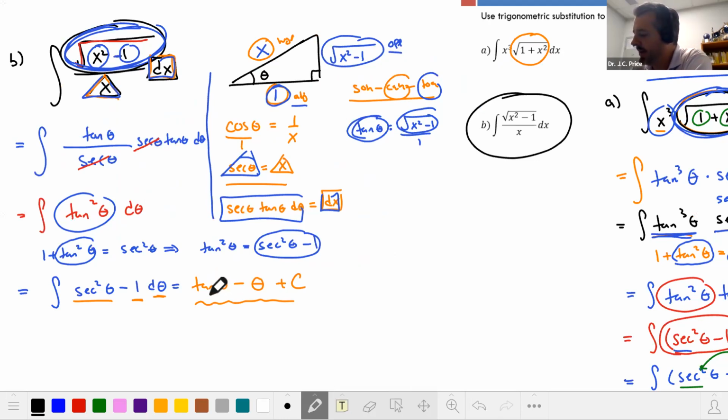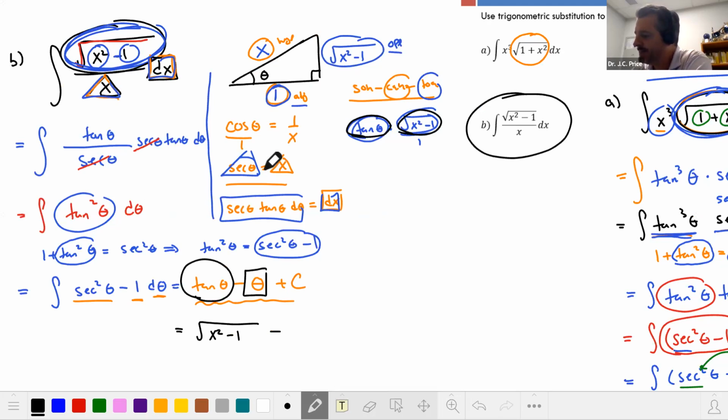And so here, if I want to figure out what tan of theta is, well, do I have it written down? I do. I have it written down right here. So tan of theta is equal to the square root of x squared minus 1. And then minus, now theta is a little bit tricky. So how do you find theta?